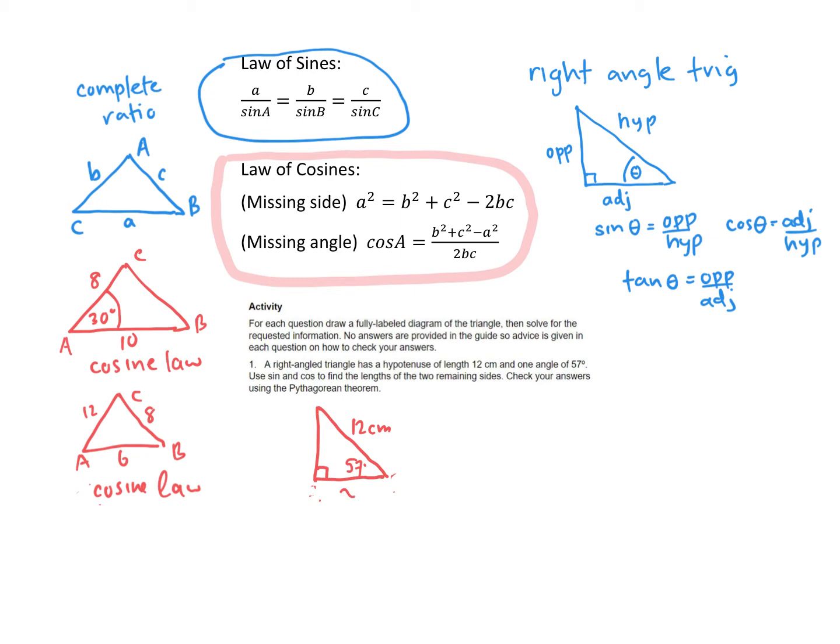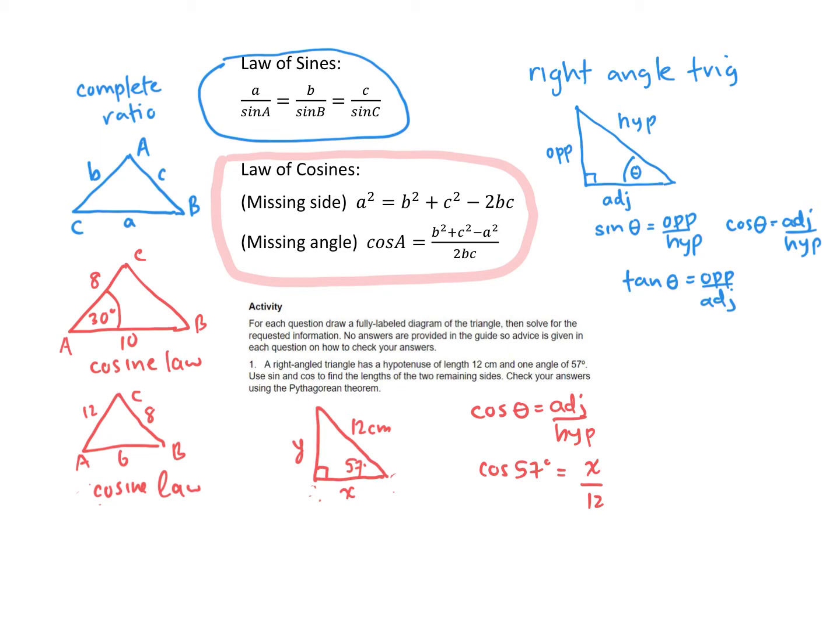So let's call this side X and this side Y. Let's say we're looking for side X. X is adjacent to the 57, and we have the hypotenuse. So if we look at our three trig ratios, we would use cosine, because cosine is the adjacent side over the hypotenuse. We know the angle is 57, the adjacent is X, and the hypotenuse is 12.